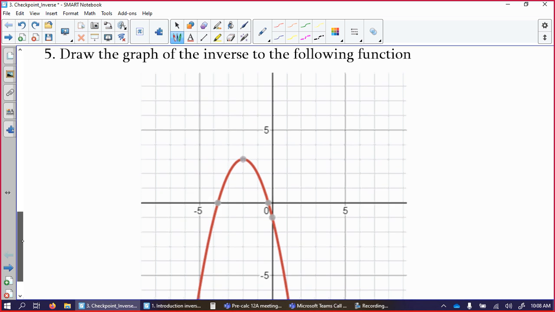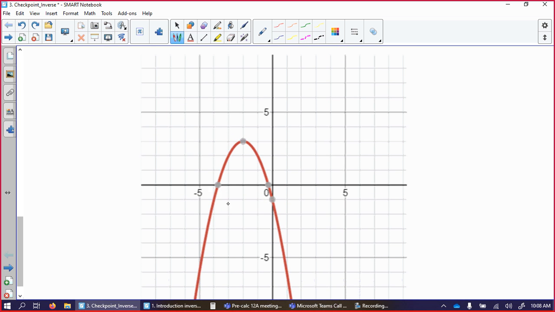Draw the graph of the inverse of the following function. So we need to know ordered pairs. Well, this is kind of an ugly one. -2 and 3 is going to map to 3 and -2. This is going to be our vertex. This point here is 0 and 1, so that becomes 1 and 0.